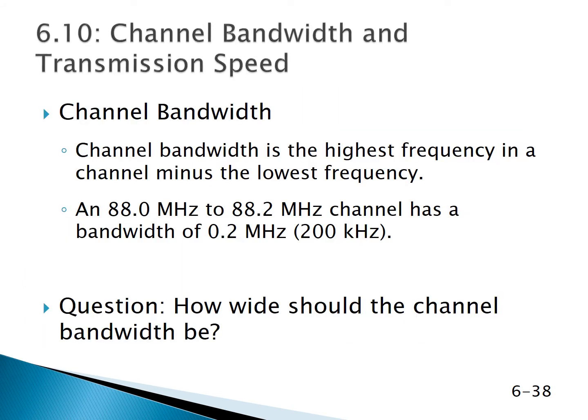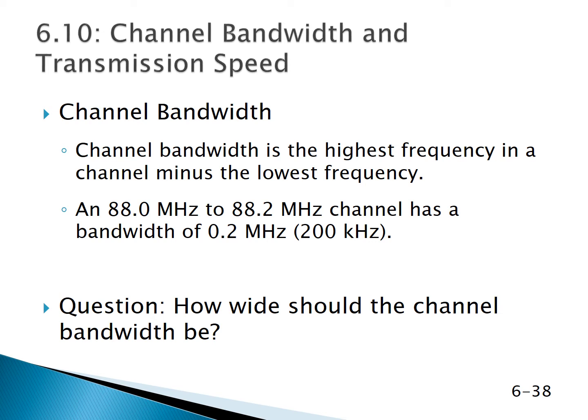Then channel bandwidth is the highest frequency in a channel minus the lowest frequency. For example, in 88 megahertz to 88.2 megahertz, the channel has a bandwidth of 0.2 megahertz. So 0.2 megahertz means 200 kilohertz. That's the bandwidth of this radio channel, for example, that normally you tune to 88.1. That is the point where you should get the best signal.